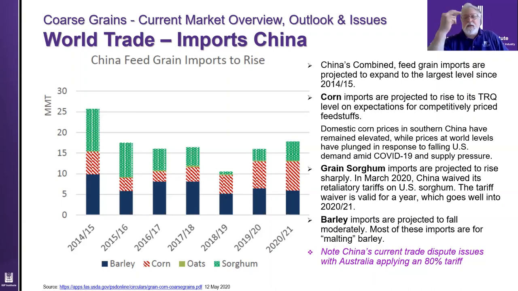China slapped an 80% tariff on that, so 2/3 of their barley tends to go to China, but that's not going to happen this year. I reckon it'll be less than a million tons, if that. So they're going to be aggressively seeking other markets, and we should be cognizant of trying to compete with that.